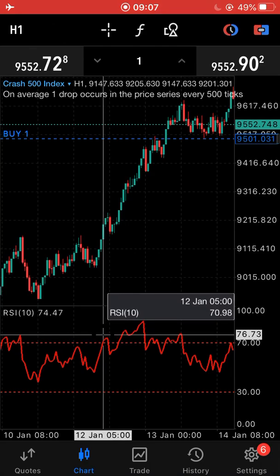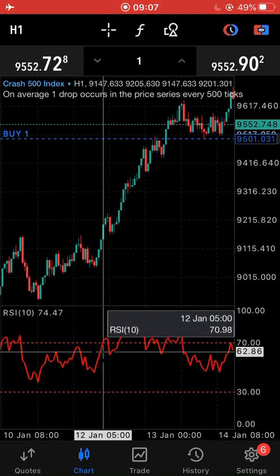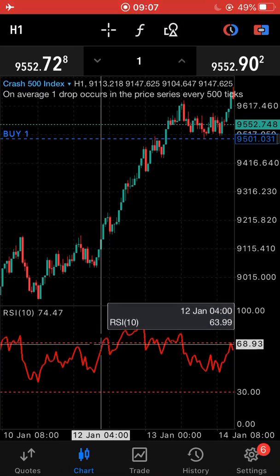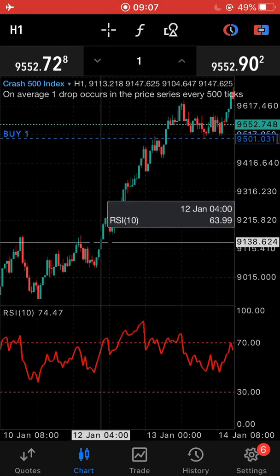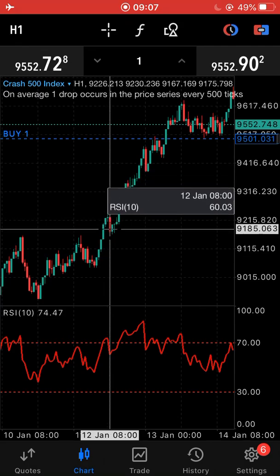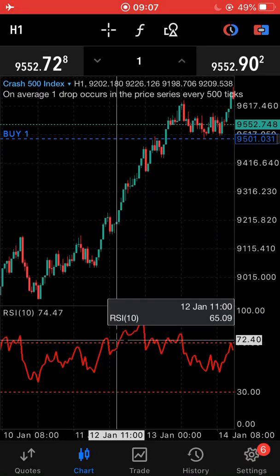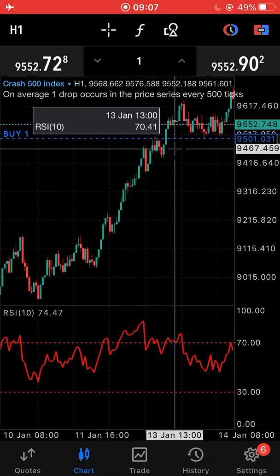Okay, so over here, as you can see what happened here, the market touched the 70 level. If you had bought, your buy position would have been somewhere here. You buy and the market crashed over here, and then turned back again to the 70 level. You buy again, and then the market went all the way up in profit.